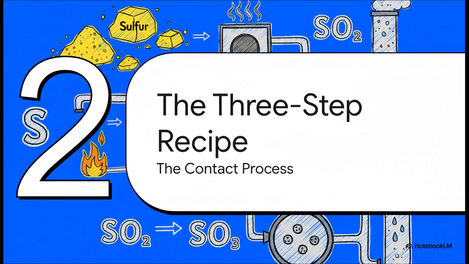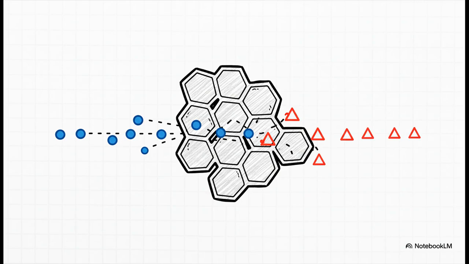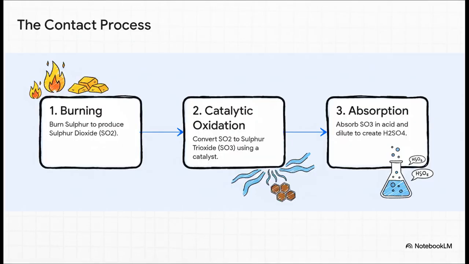Think of it as this super efficient, three-step recipe that's been tweaked and perfected over the years. This industrial-scale recipe has a name. It's called the contact process. And that name actually gives you a massive clue about how it works. It all comes down to a crucial step where gases make contact with a very special substance that kicks off the most important reaction.